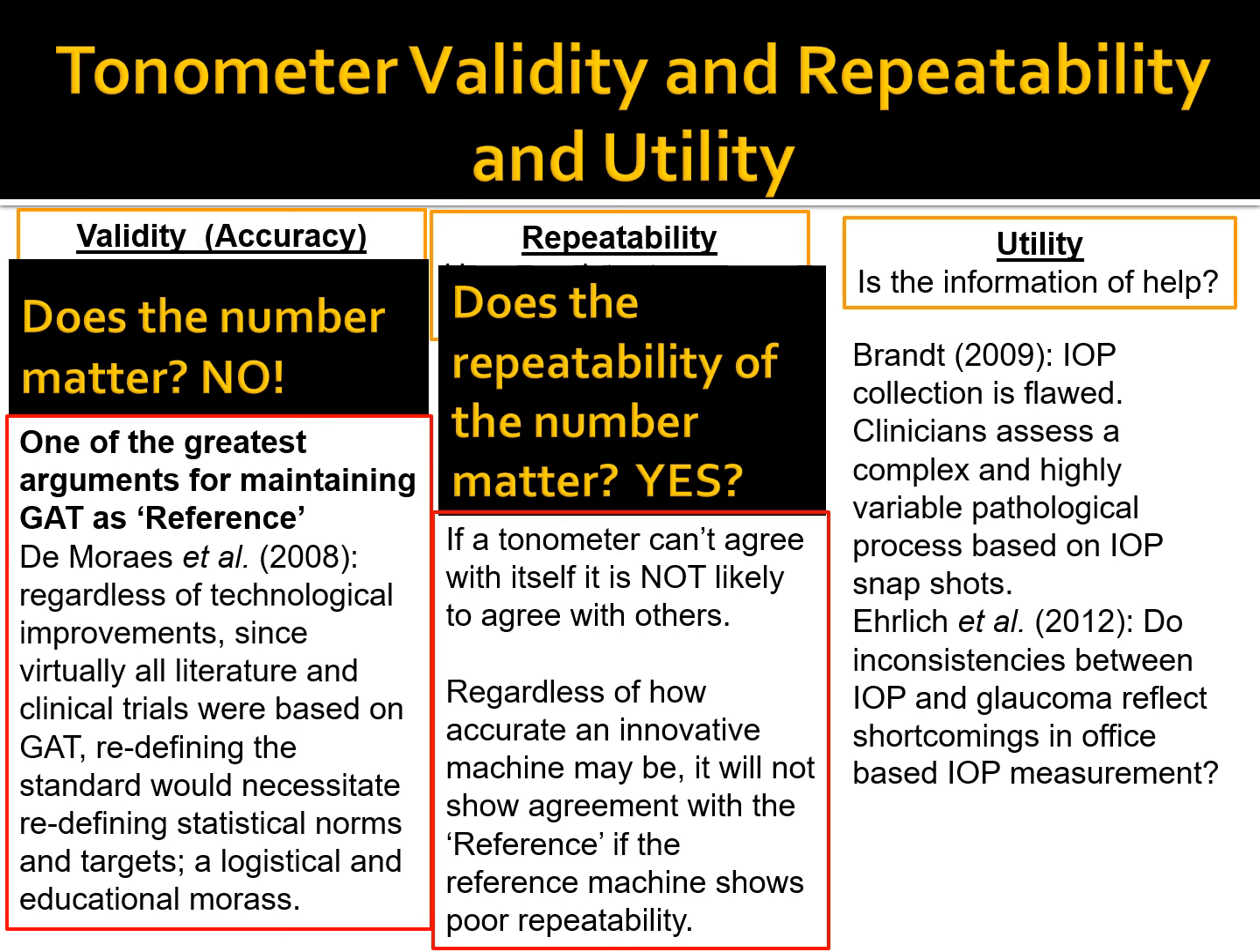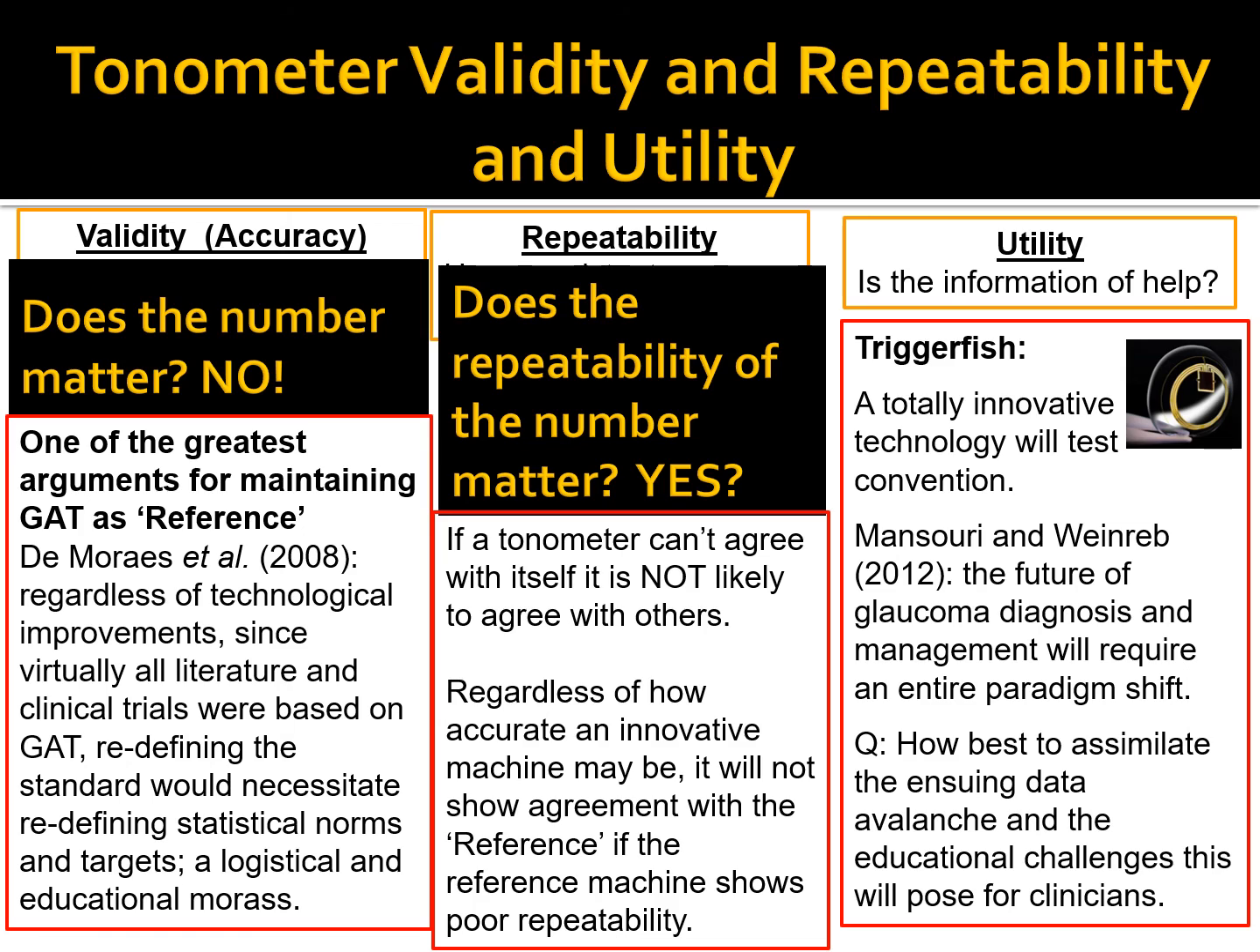Brandt says, IOP collection is flawed. Clinicians assess a complex and highly variable pathological process based on IOP snapshots. So a 10-second snapshot of IOP in a clinic room during clinic times every 6 months, say. Is that important? How does that help us?